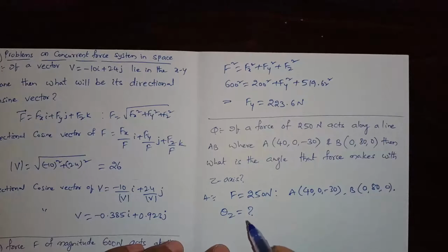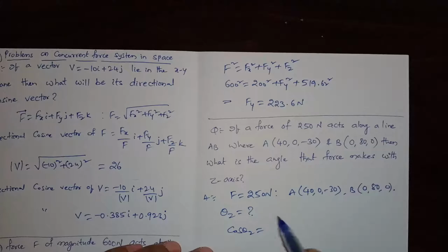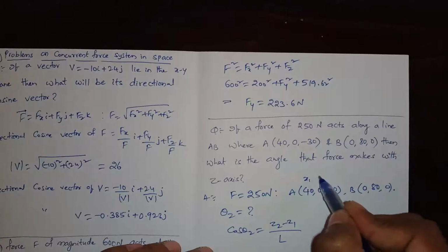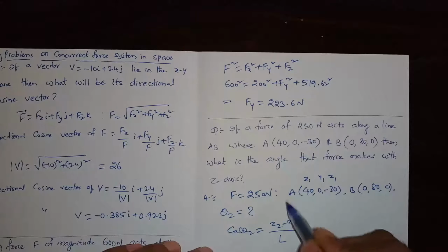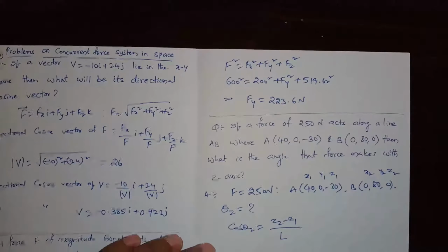We can find out this cos theta z using this, because A and B are given, AB lies on this force line. So cos theta z is equal to z2 minus z1 by L. So here it is A to B, so A becomes x1 y1 z1, and B will become x2 y2 and z2.